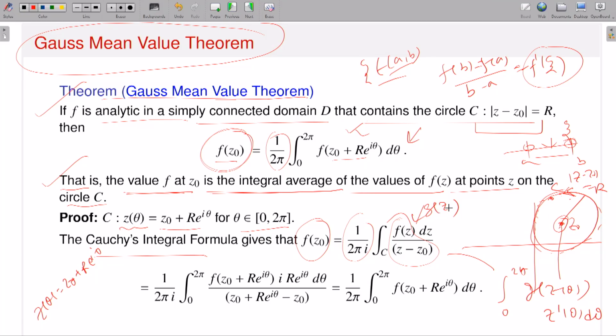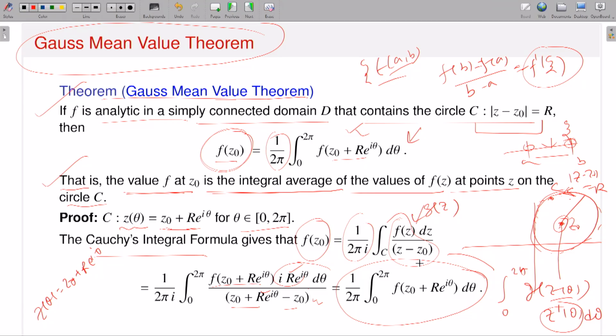Now what is g of z theta? z theta is nothing but z naught plus r e to the I theta. Therefore g is f of z naught plus r e to the I theta divided by z naught plus r e to the I theta minus z naught in the denominator, and then we have the derivative z prime theta, which is I times r times e to the I theta, d theta. Do some algebra: r e to the I theta cancels and the I cancels. In fact, I have already discussed this formula in my earlier lecture as well.